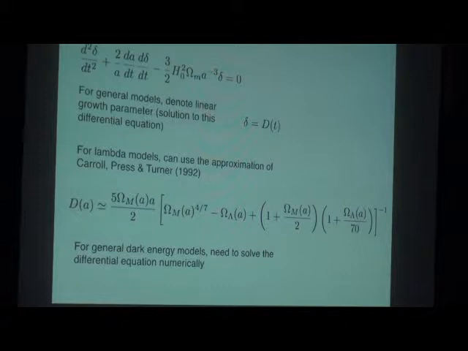So for lambda models or the dark energy models, you have to solve this equation. You can do it numerically. It's actually reasonably simple to solve numerically. But there are also approximations out there, and here's one for lambda cosmological models that people use quite a lot.